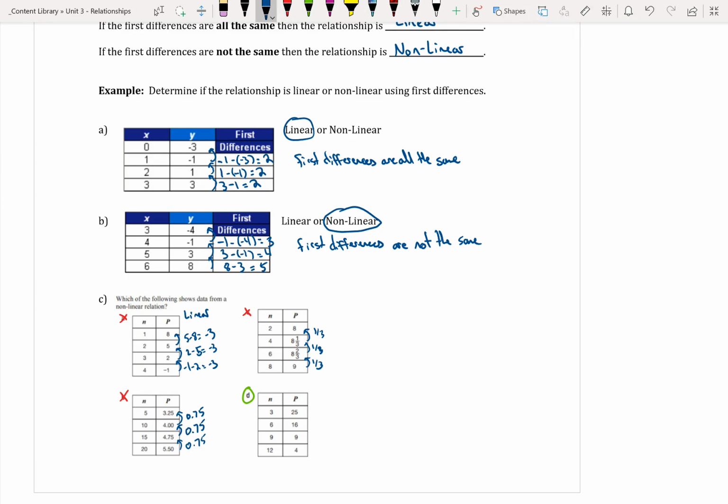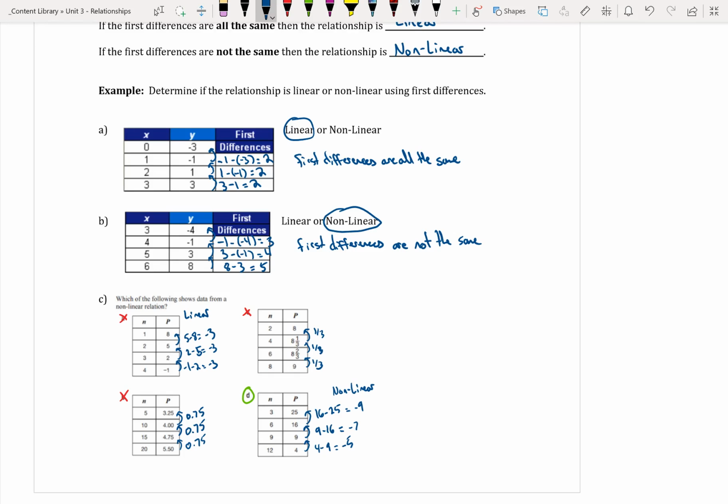If we wanted to prove that, again, we can find our first differences. So 16 minus 25 equals -9. 9 minus 16 equals -7. And 4 minus 9 equals -5. So all the first differences are not the same, so it is nonlinear.